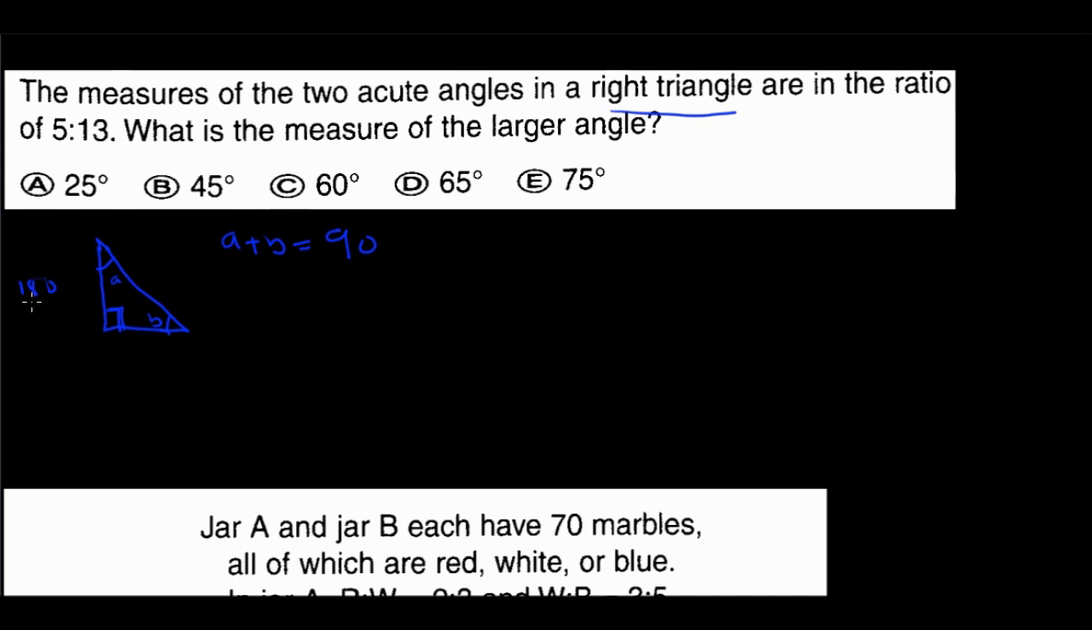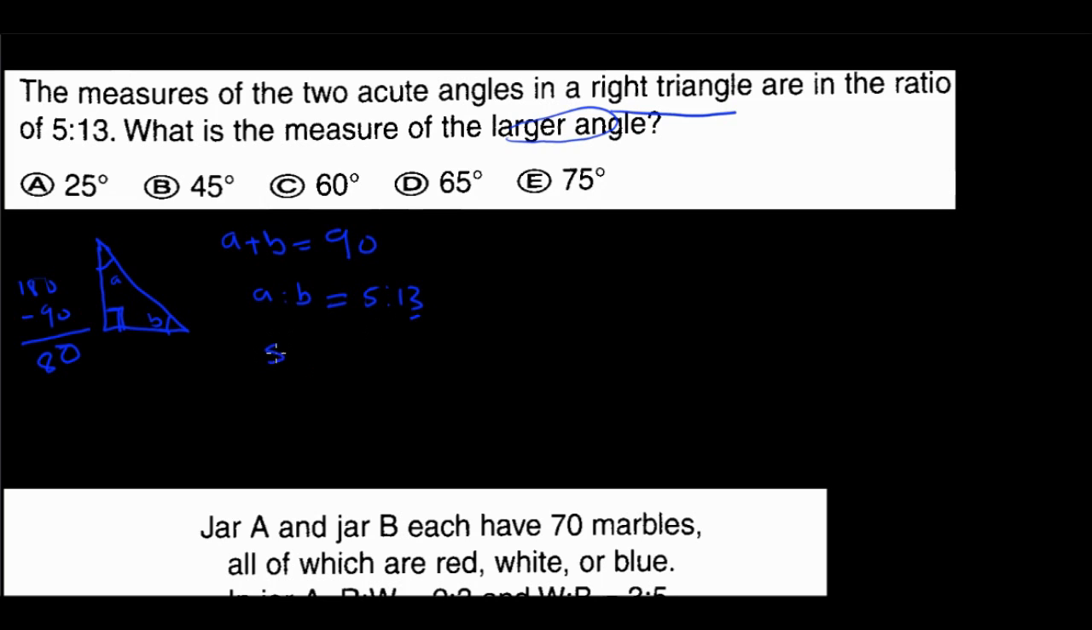One of the angles we know is 90, so the other two angles have to sum up to 90. We know the ratio, so A to B is 5 to 13, right? And the question is asking what's the measure of the larger angle, the angle that's represented by the number 13 in this ratio. Again, a very usual ratio problem.